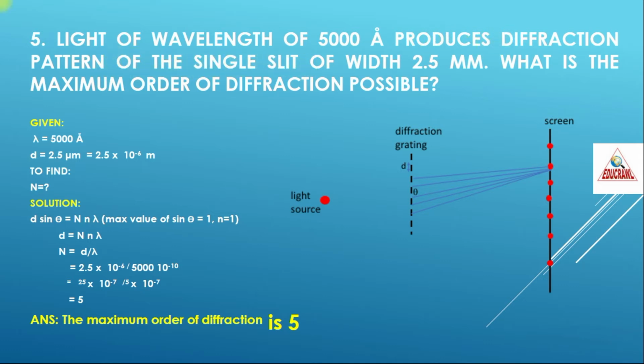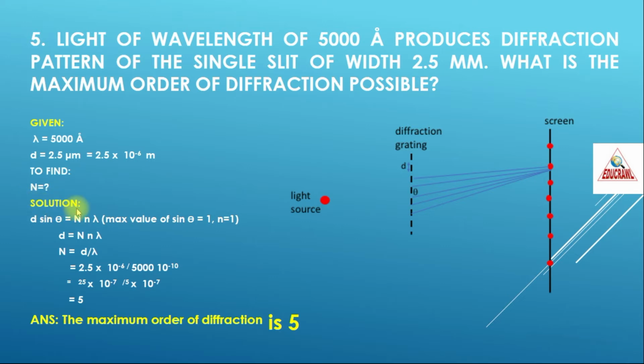Fifth problem. A light of wavelength 5000 Armstrong produces a diffraction pattern on a single slit of width 2.5 micrometer. What is the maximum order of diffraction possible? The given data is lambda is 5000 Armstrong, small d is 2.5 micrometer, which is nothing but 2.5 into 10 power minus 6 meter. We are supposed to find the order of diffraction, which is capital N.